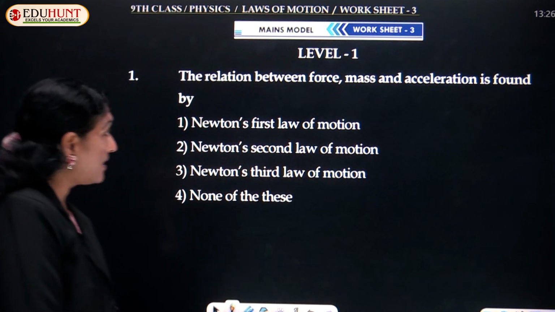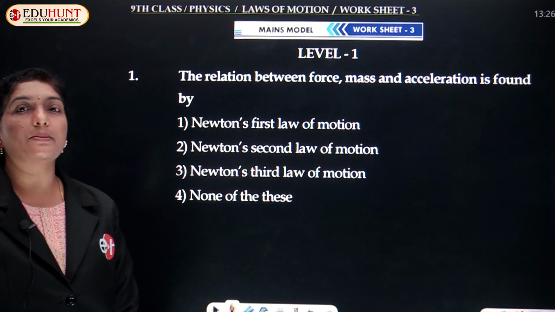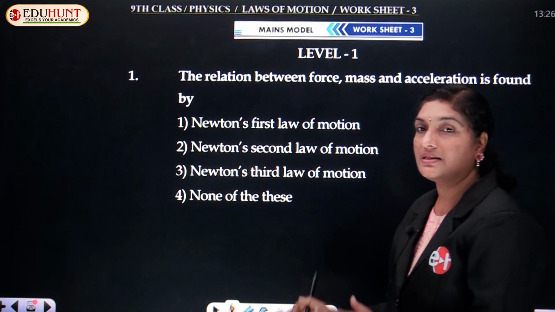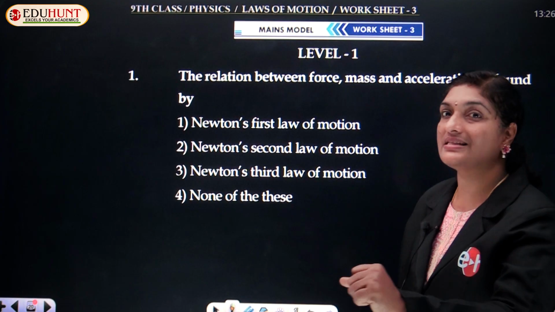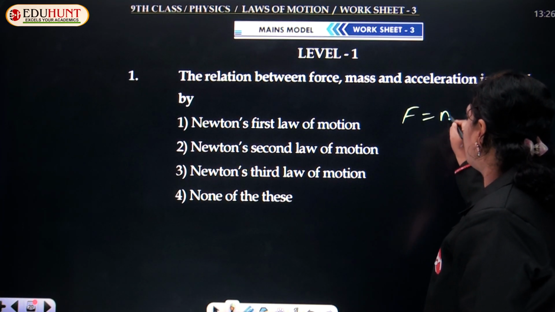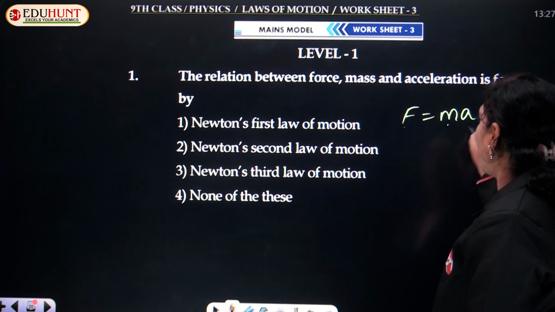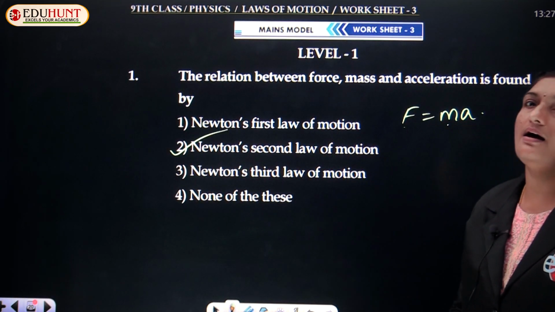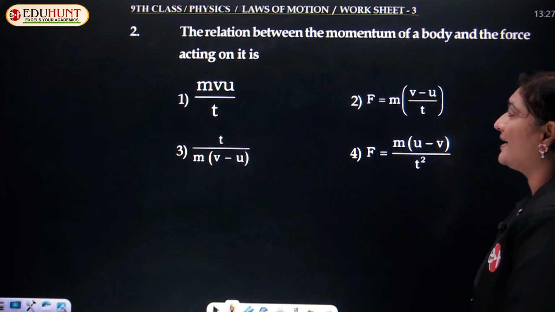So first of all, let us try to understand very well the first question. The relation between force, mass and acceleration is given by, so this relation was given in Newton's second law. This defines force. So as we know that force is equal to mass into acceleration. So the relation between force, mass and acceleration was discussed in Newton's second law of motion. So let us go with the second question, children.